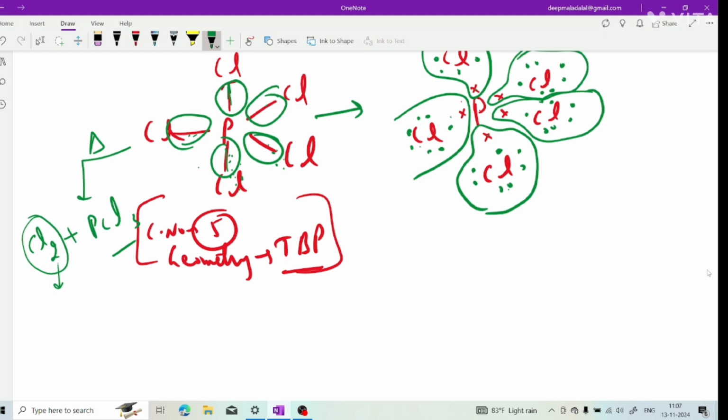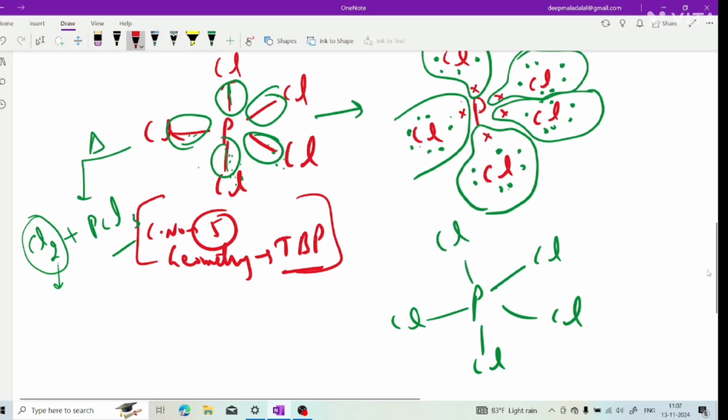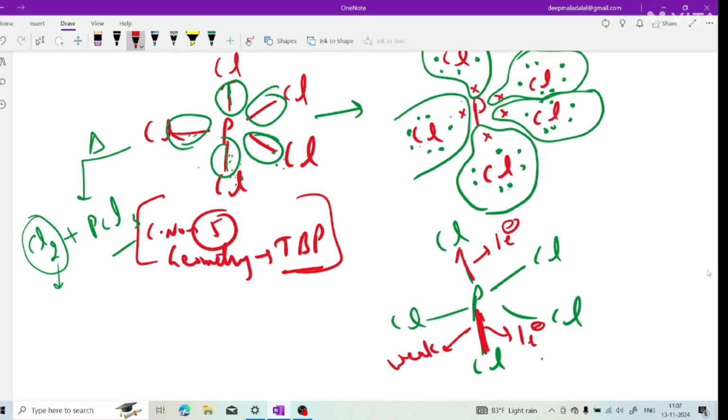Then we can say that in the PCl5 structure, this bond is formed by 1 electron and this bond is also formed by 1 electron. This bond is weak and this is also a weak bond. And these 3 bonds are strong bonds, which are formed by using 2 electrons.